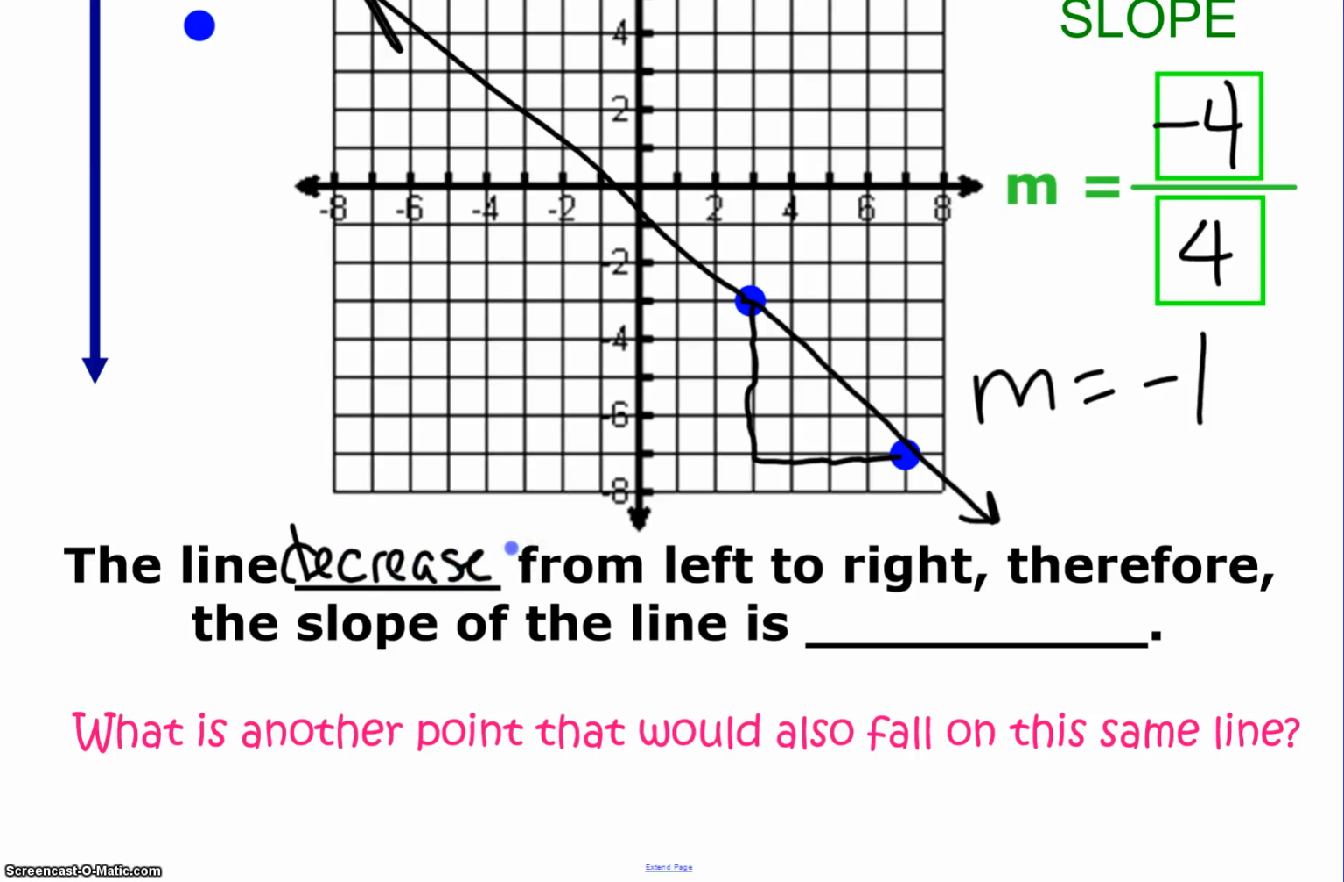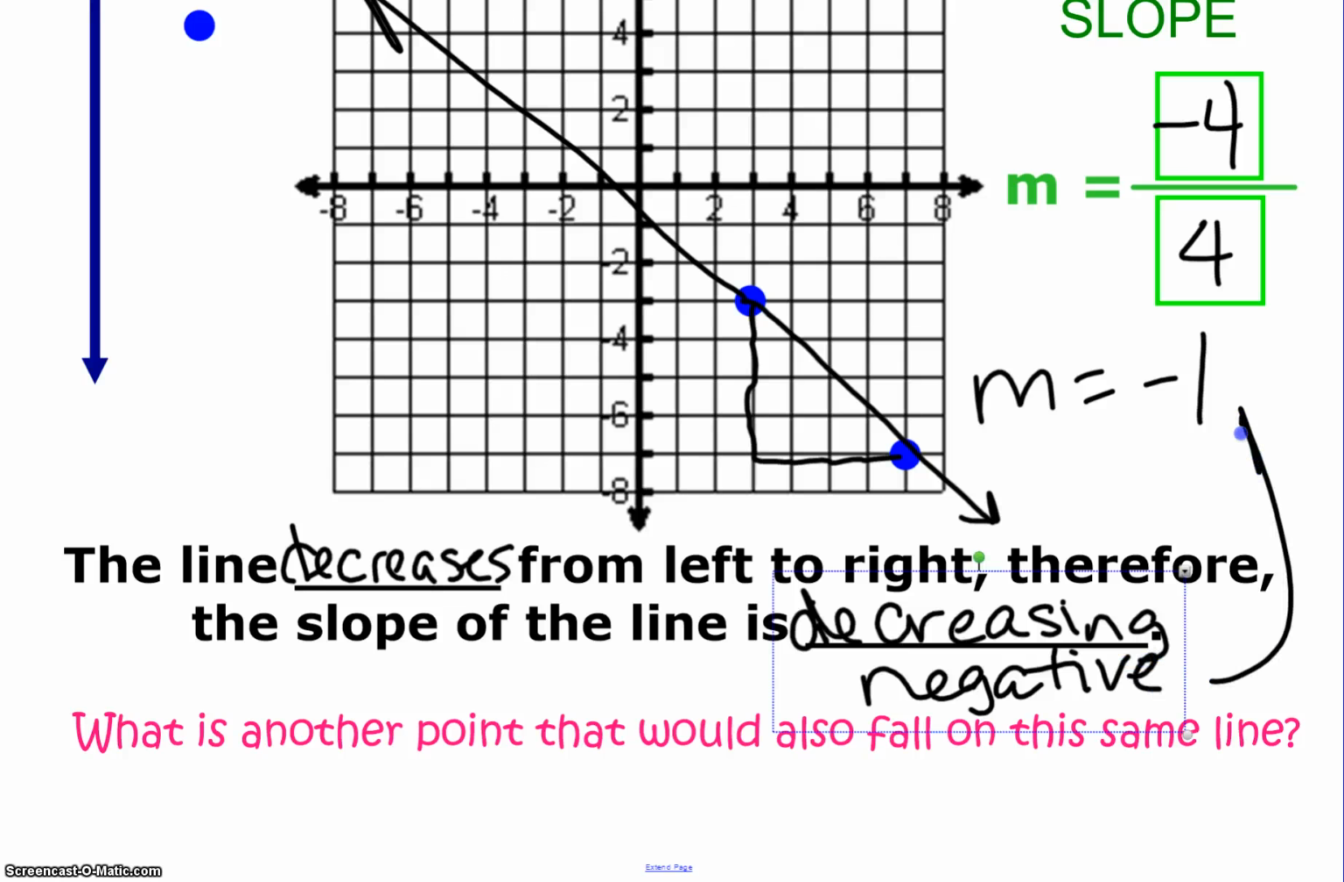Decreases from left to right. Therefore, the slope of the line is decreasing, or is negative. And you know this because your slope is negative. Another point, you could do this one or this one. So down 1 over 1 would be 4, -4.